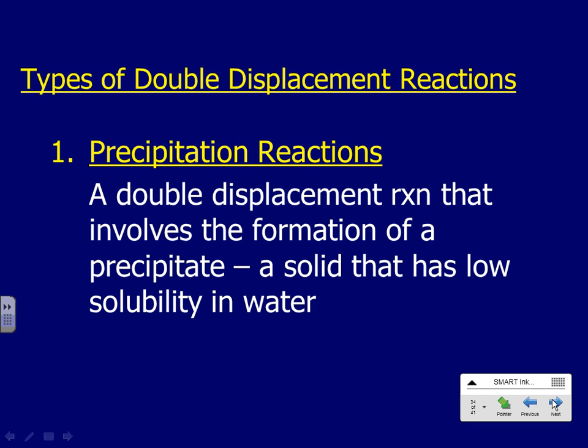And there are essentially 3 types of double displacement reactions that we have to look at in order to analyze this. So the first one is precipitation reactions. A double displacement that forms a precipitate.